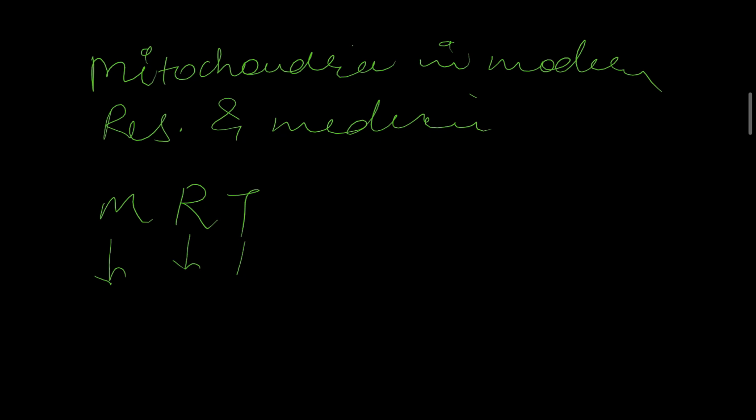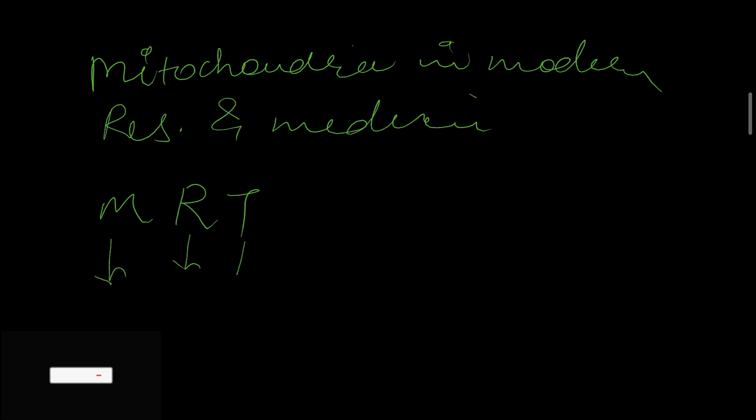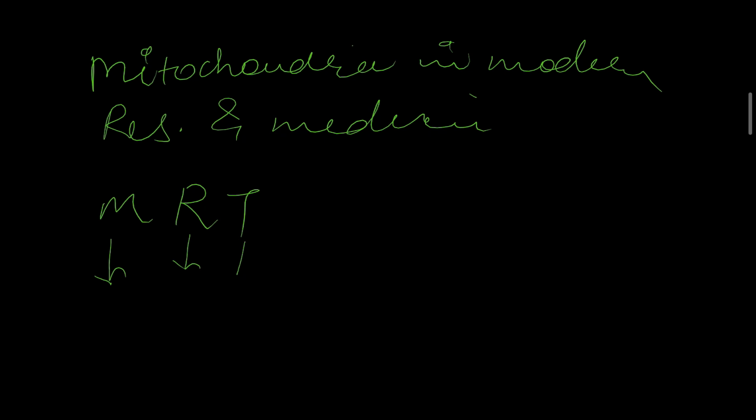Second is mitochondria targeted antioxidants. These reduce oxidative stress and slow aging. For example, mitochondrial replacement therapy in babies. In three-parent babies, defective mitochondria from the mother are replaced with healthy mitochondria from a donor.